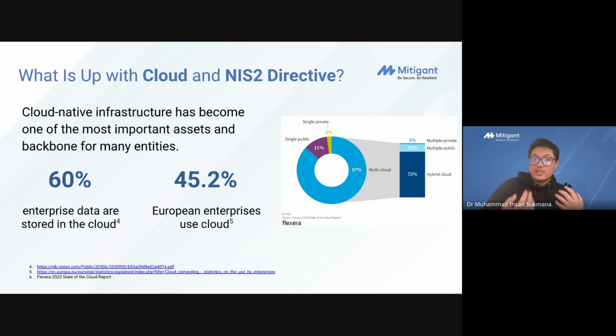So 60% of enterprise data is stored in the cloud, and approximately 45.2% of European enterprises are currently using clouds. These are in general terms; for each country, it might be different. And as you can see on the right, these are just the statistics of how the cloud infrastructures are used by companies.